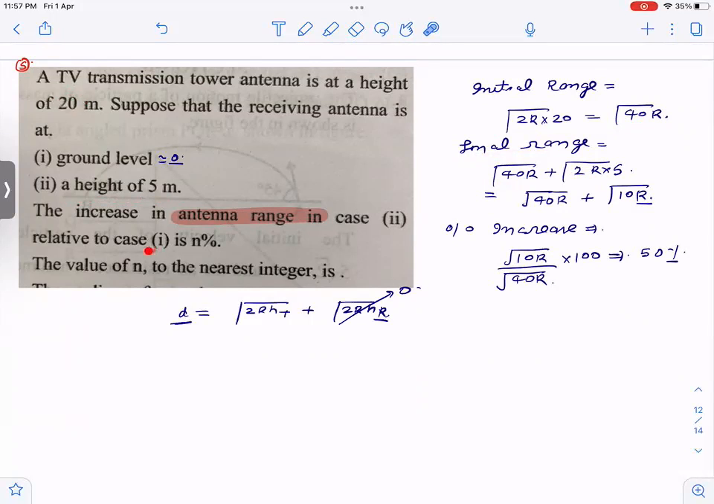Now you have to find out the percentage increase. So what is the percent increase? The increase is this minus this, root 40R cancels. You get only root 10R, right? Divided by the original one, which is root 40R. You take the percent, you get 50%. Very simple calculation. R cancels, 1 upon root 4 is half, 100 by 2 is 50%. That's it, right? Very, very simple questions.